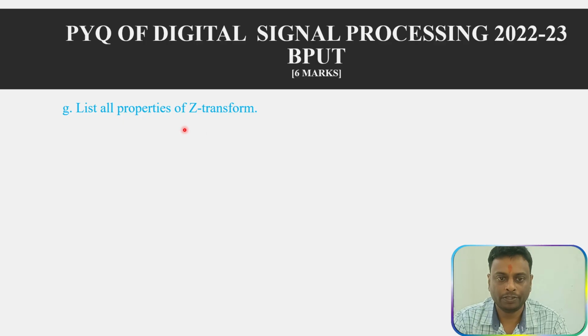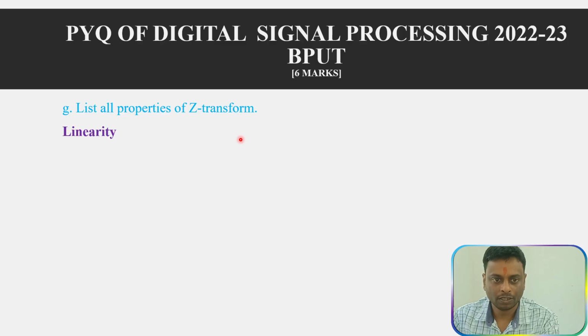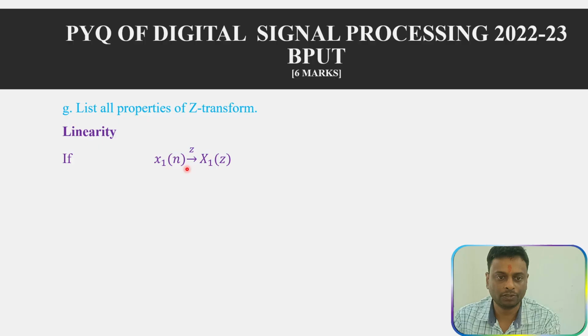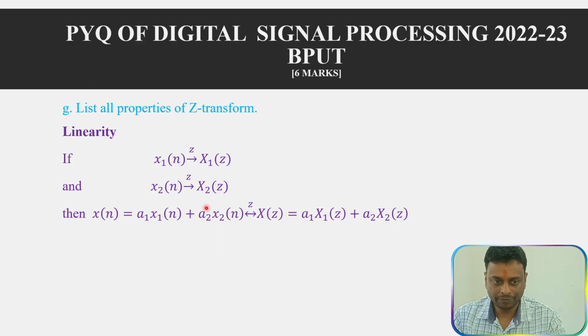List all the properties of Z transform. So you have to list all the properties of Z transform. The first property is the linearity property. If the Z transform of x1 of n is X1 of z and of x2 of n is X2 of z, then x of n equal to a1 x1 of n plus a2 x2 of n has Z transform X of z given by a1 X1 of z plus a2 X2 of z. So this property is called the linearity property. Here a1 and a2 are constants.